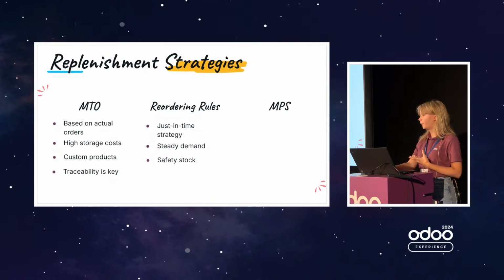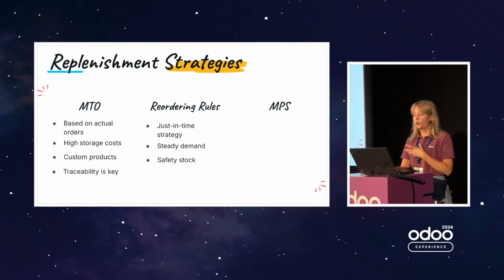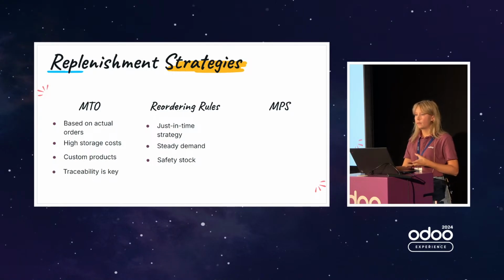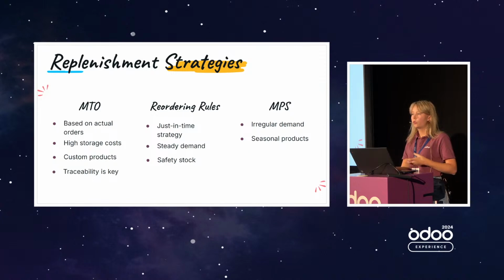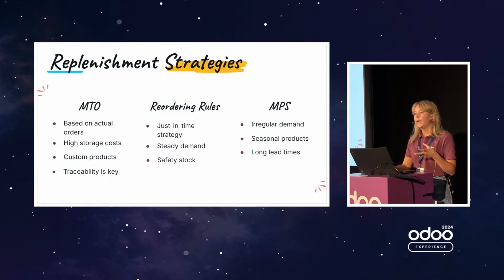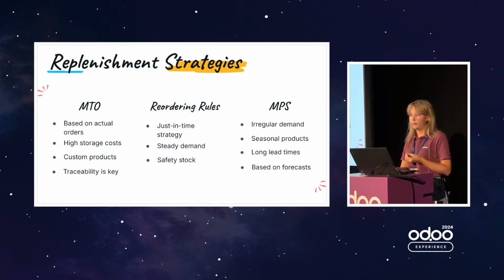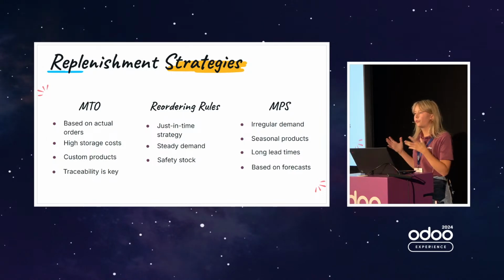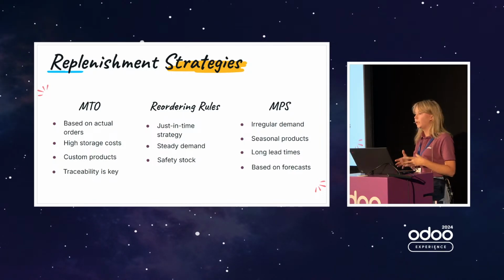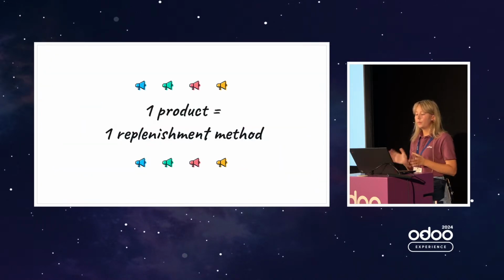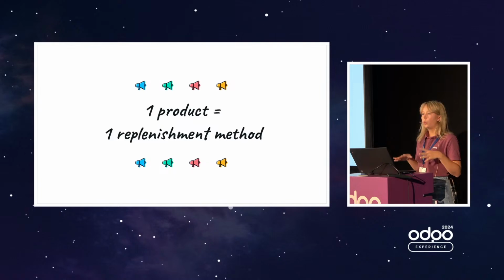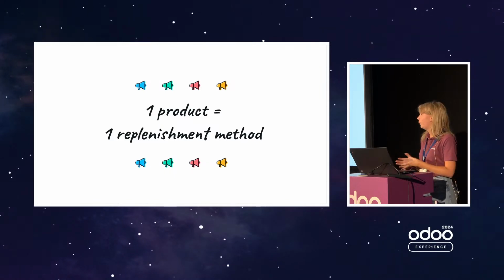And lastly, our core focus of the day, the MPS, that you can use if you have an irregular demand, seasonal products, long lead times, and in that case, it won't be based on actual orders, but rather on forecasts that you will input manually in the master production schedule. But remember, no matter what you choose, one product should equal one replenishment method.